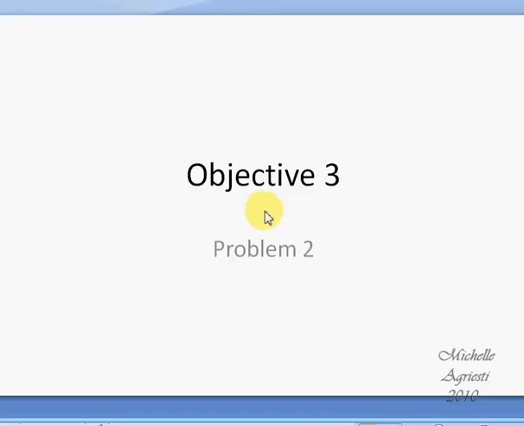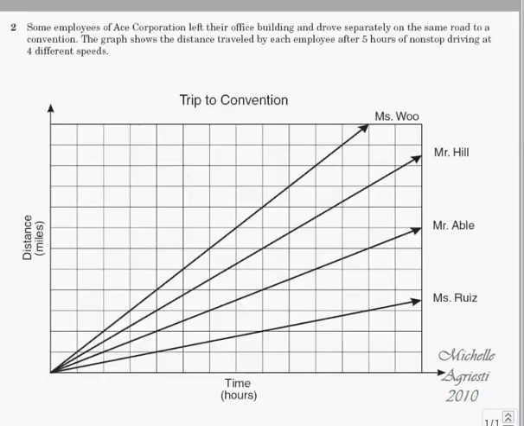This is the second problem from Objective 3. Some employees of ACE Corporation left their office building and drove separately on the same road to a convention. The graph shows the distance traveled by each employee after 5 hours of nonstop driving at 4 different speeds. And here we have the graph.